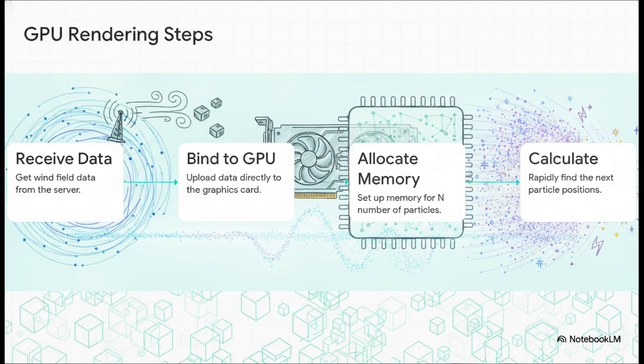It receives the wind field data, binds it straight to the graphics card, allocates memory for thousands of floating particles, and rapidly calculates their next positions all in parallel. It is basically a high-speed computational magic show happening right on your graphics card.